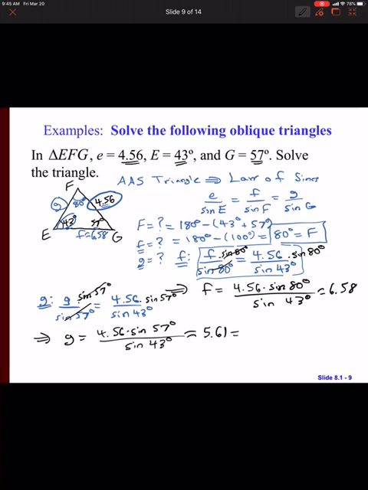There's side G. So again, we found all 3 sides. We can go back to our triangle we drew at the beginning and label side G, which we just found to be 5.61 units in length. So we got all 6 parts. We just solved an oblique triangle using the law of sines.